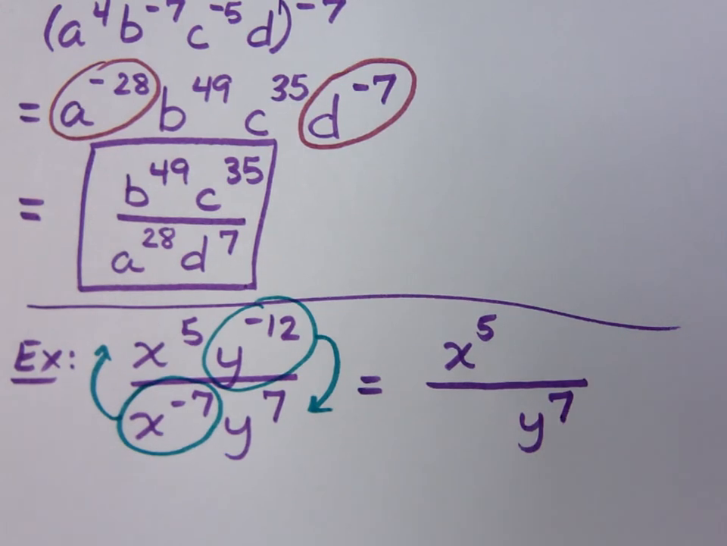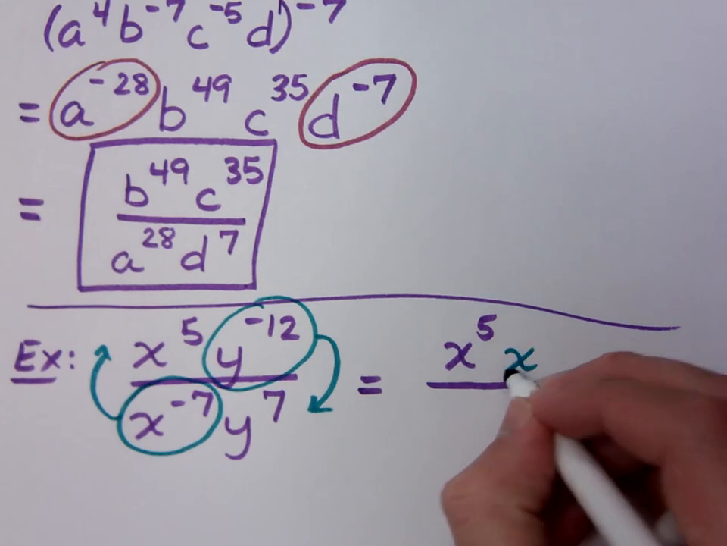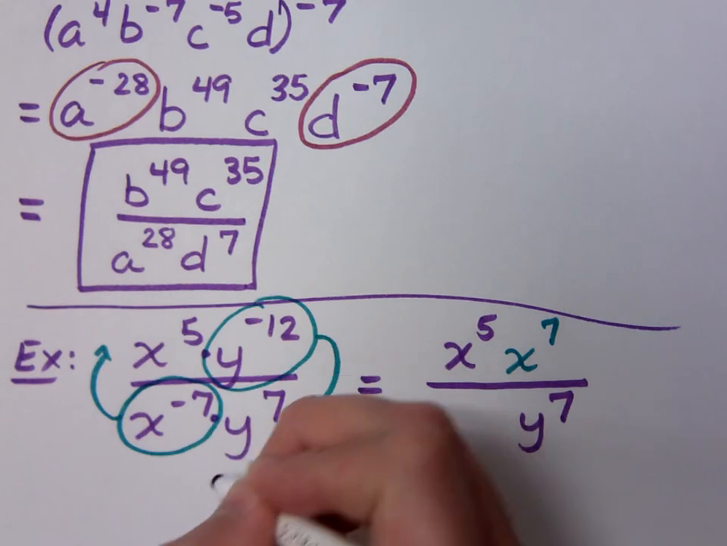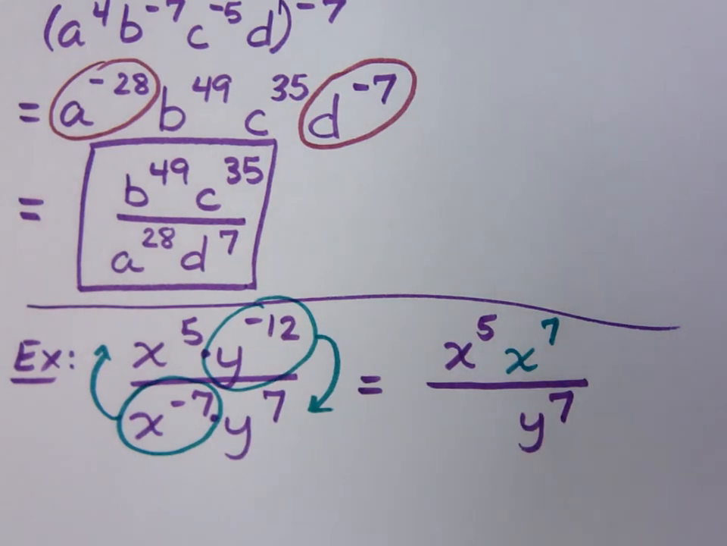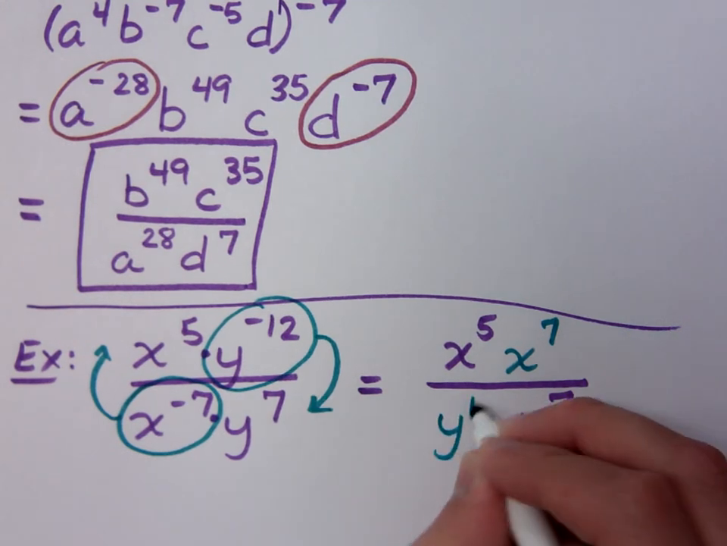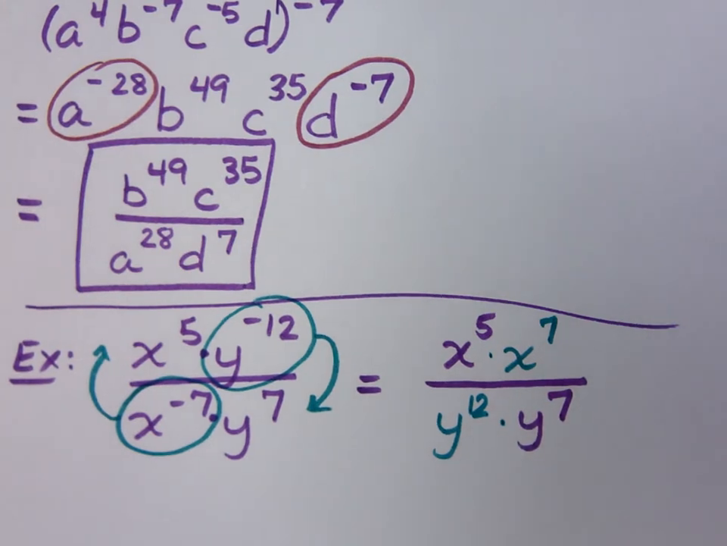Now, when I move x to the negative 7th up to the numerator, it becomes x to the positive 7th. The only reason I can move things up and down like this and change those exponent signs is because everything here is connected through multiplication. Even the fraction bar is a form of multiplication. If this was addition and subtraction, I would not be able to do this. Now my y to the negative 12th becomes y to the positive 12th in the denominator. Do you all agree?